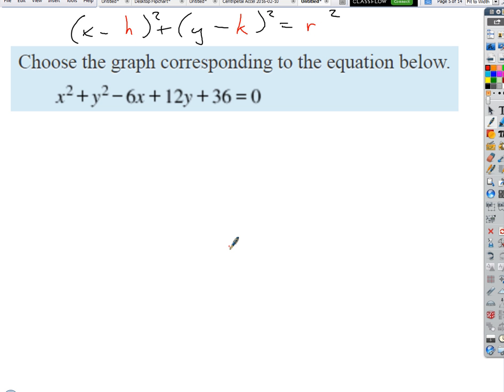Right? So I've got to get the x's in the form of a perfect square and the y's in the form of a perfect square, and then whatever's left over on the other side is going to make r squared, right? So how do I go about doing that?